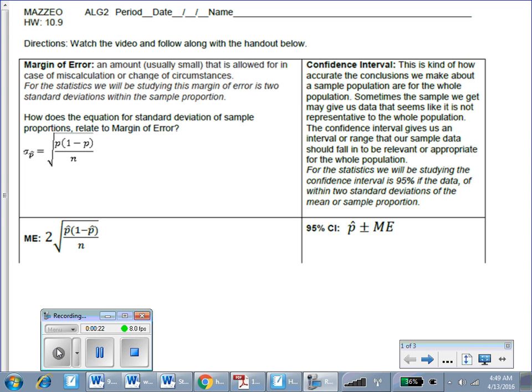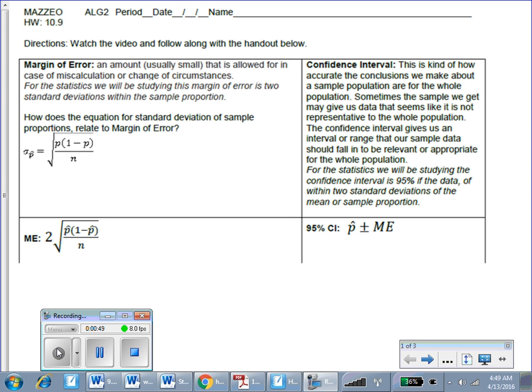Margin of error is an amount, usually a small amount, that's allowed for in case of miscalculation or change of circumstances. For our unit on statistics, the margin of error will be two standard deviations within the sample proportion. I'll explain what all of that means. How does the equation for standard deviation of sample proportions relate to margin of error?